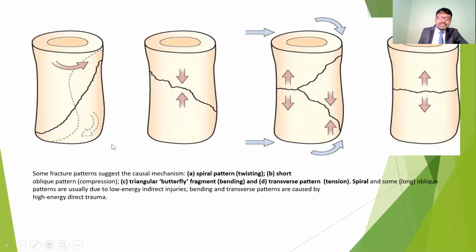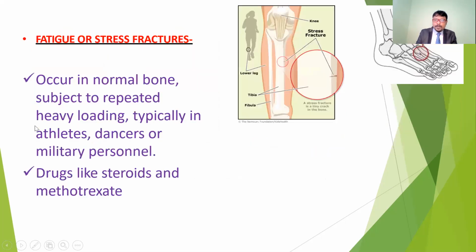If you see here, because of the spiral pattern, the fracture is going to be short. And here we are going to see the triangular and also butterfly fragments. We can see this type of fragments in case of twisting and bending activities. This one is because of bending, so they may get the triangular fragment. And in case of tension, it is going to give the oblique or the transverse one. So these are the causative factors for the fractures.